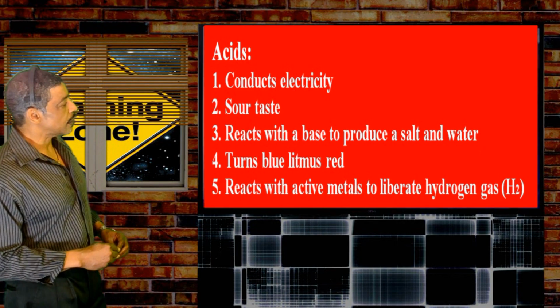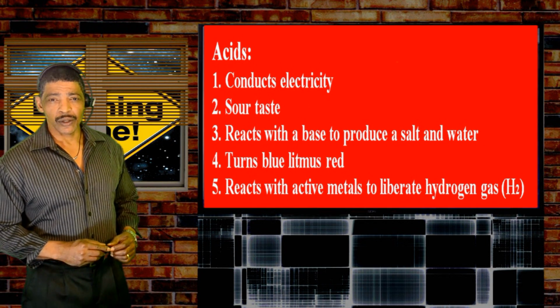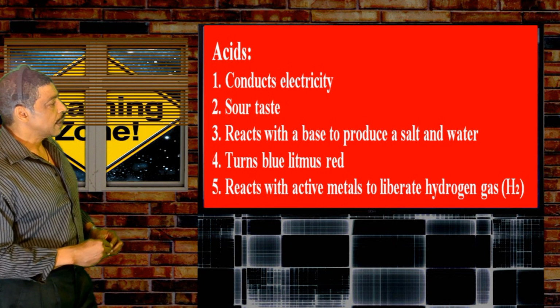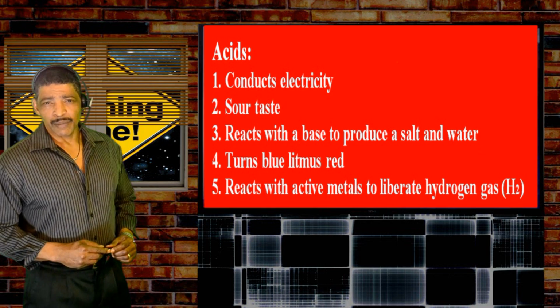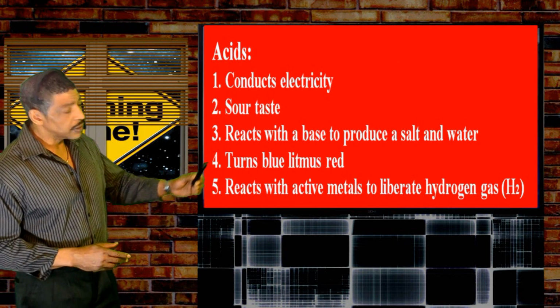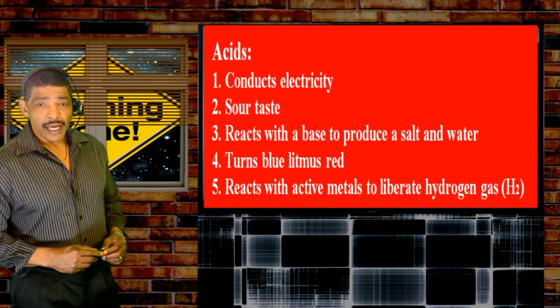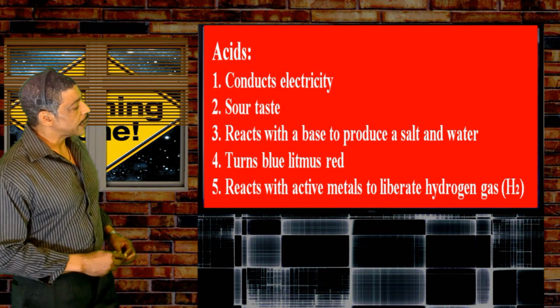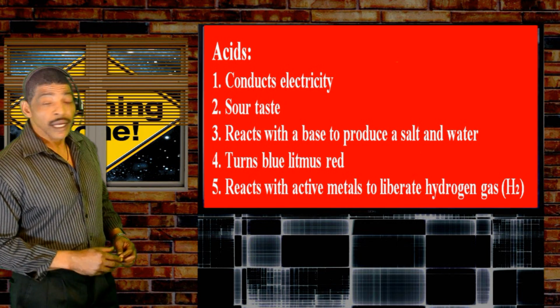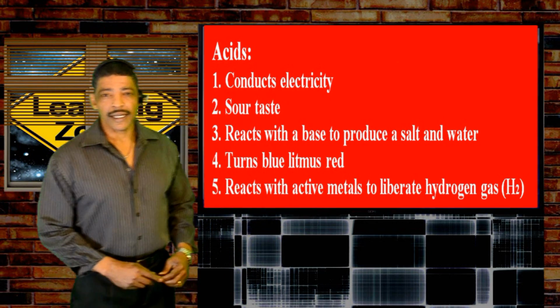Some of the general properties associated with acids are listed as follows. Acids will conduct electricity and are therefore called electrolytes. Acids will have a sour taste. Acids will react with bases to form a salt, or an ionic compound, and water. Acids will turn blue litmus paper red, and acids will react with metals to produce a salt, an ionic compound, and hydrogen gas.